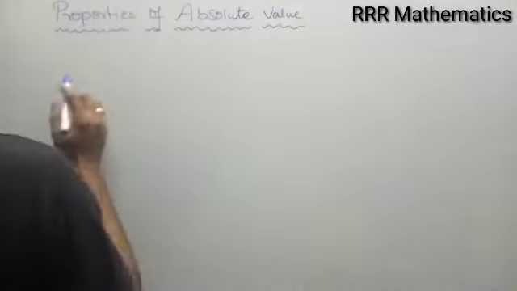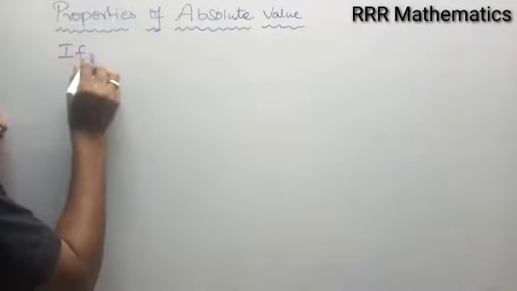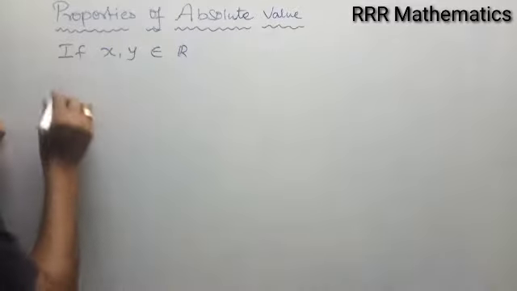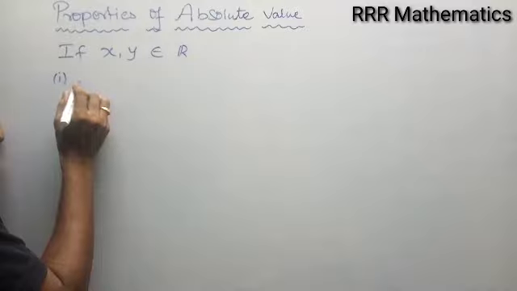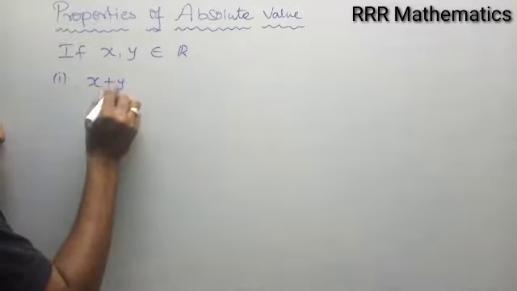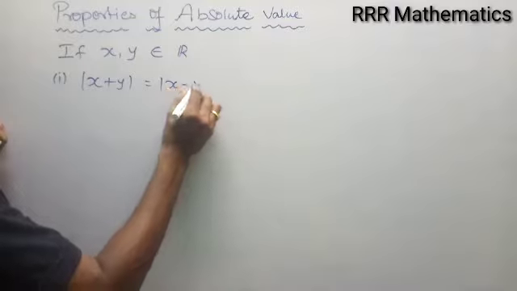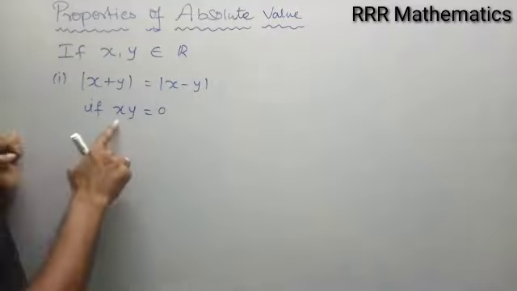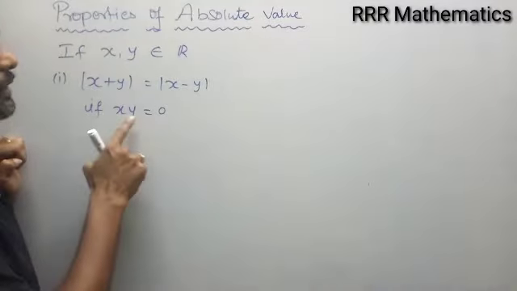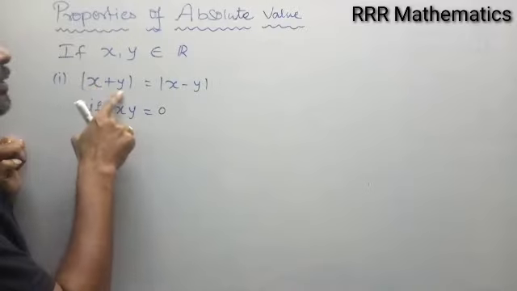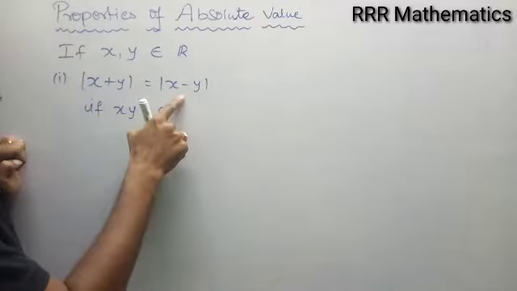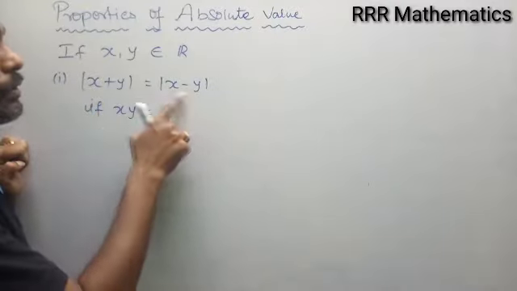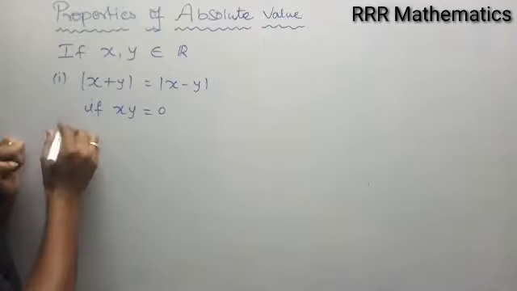Let us see, if x, y belongs to R, real numbers. Very first, modulus of x plus y equals modulus of x minus y if the product xy equals 0. What is the meaning of x into y equal to 0? Either x is 0 or y is 0. If x is 0 or y is 0, whose modulus values are the same. For example, if x is 0, mod y equals mod minus y, both are the same. If y equals 0, mod x equals mod x, both are the same. Got it?